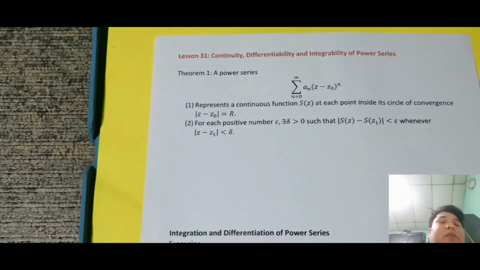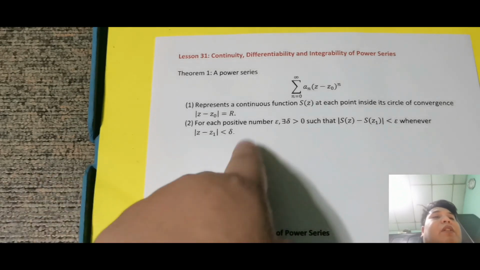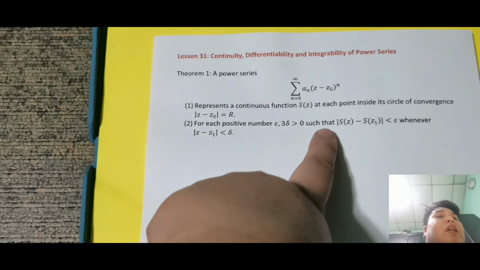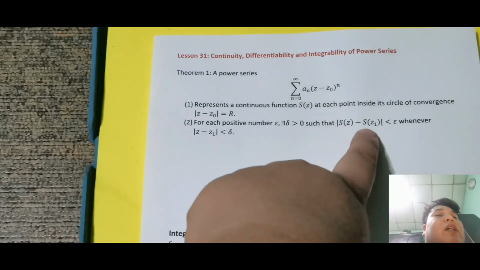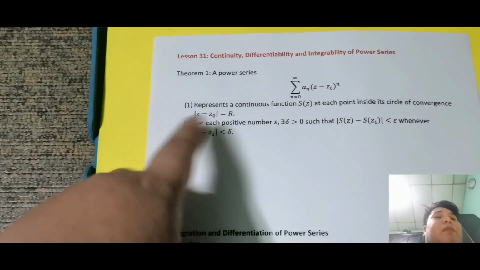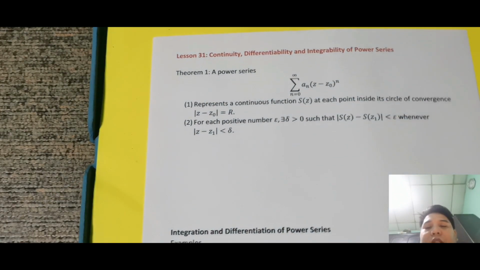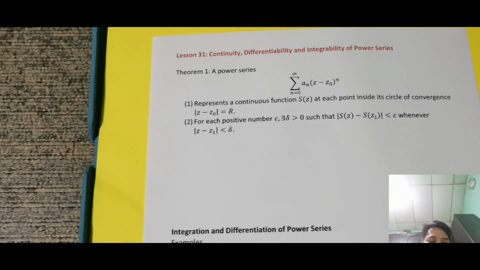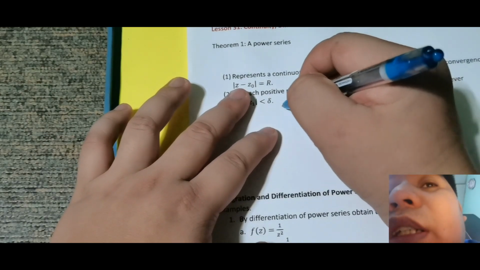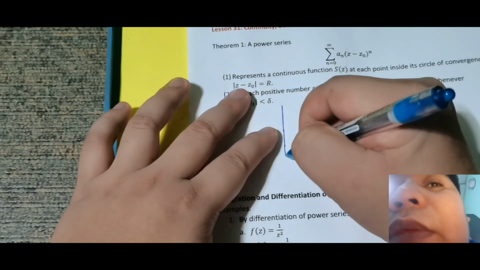Or number 2, or way number 2 na theorem. So for each positive number epsilon, there exists delta greater than 0 such that S of z minus S of z sub 1 is less than epsilon whenever z minus z sub 1 is less than delta. So again, by drawing, paano ba magiging itsura niyan? Pagpasensya na yung drawing ni sir. So assuming na perfect circle ito.